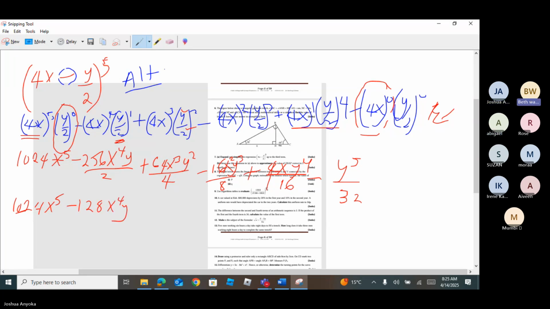Why are we multiplying by 2? We are not multiplying, we are dividing.